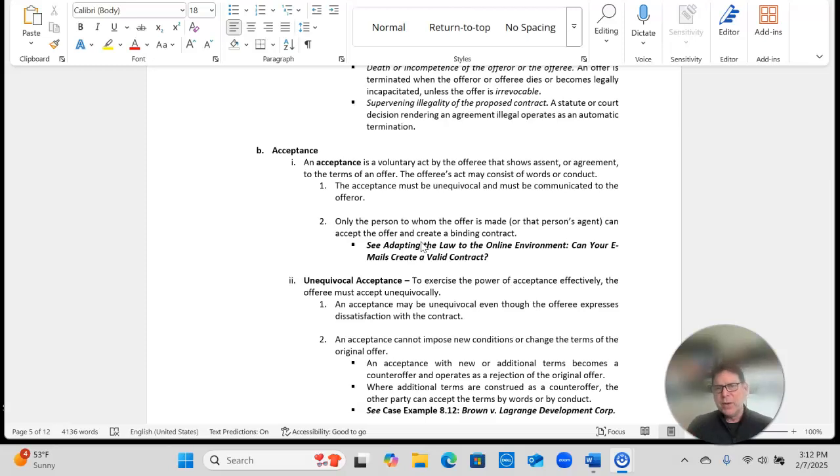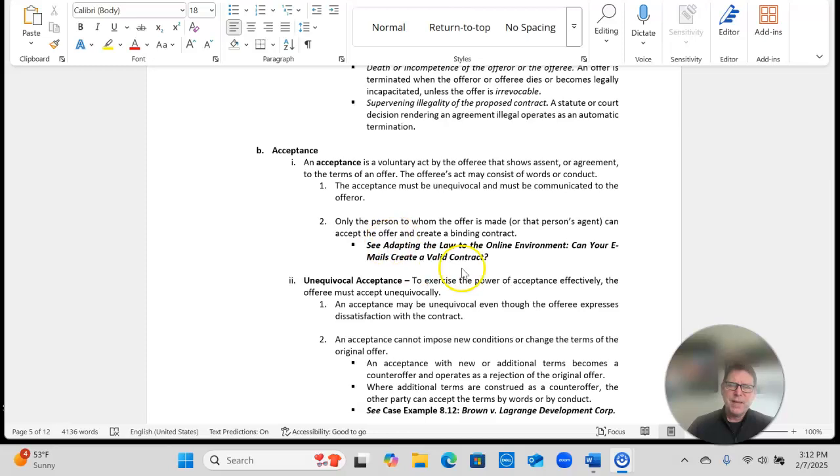Now we say, well, okay, how do we fulfill the other side? Acceptance. So acceptance is this voluntary act by the offeree that shows assent or agreement to the terms of the offer. The acceptance must be unequivocal and must be communicated to the offeror. Only the person to whom the offer is made can accept the offer and bind the contract. So that is offer and acceptance.